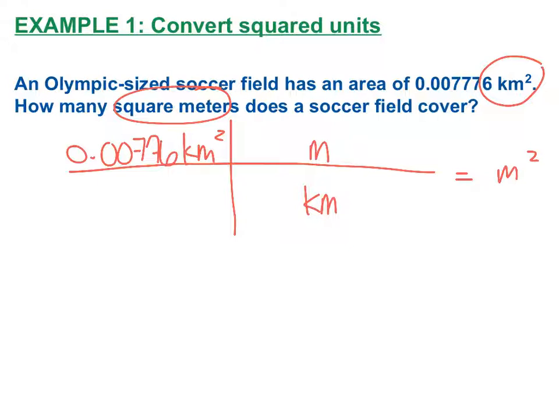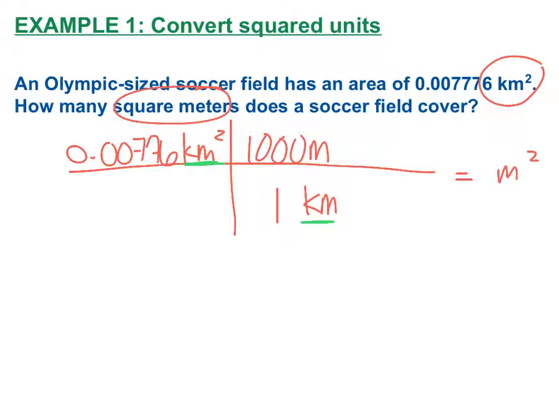Oops, I lie. I'm sorry, that's not right. We know that 1 kilometer is 1,000 meters. I was thinking about kilometers to miles, so excuse me. When we look at this, we can't cancel those units out, because up here we have kilometers squared, and down here we have just kilometers. So we need to square that to be able to cancel it out.